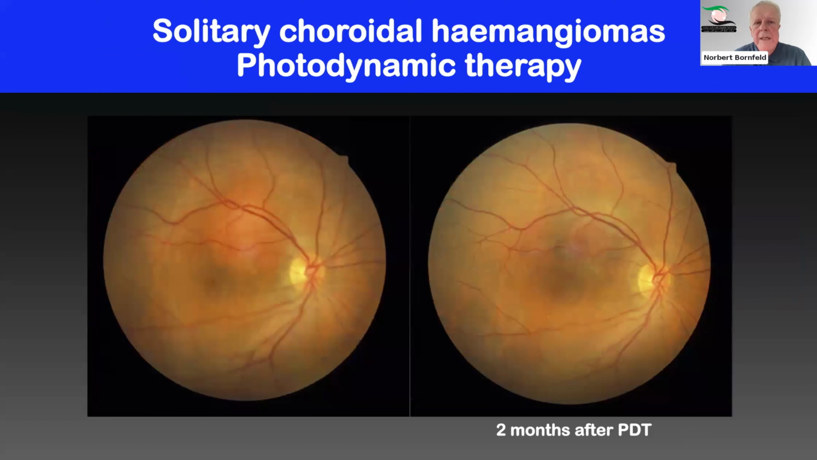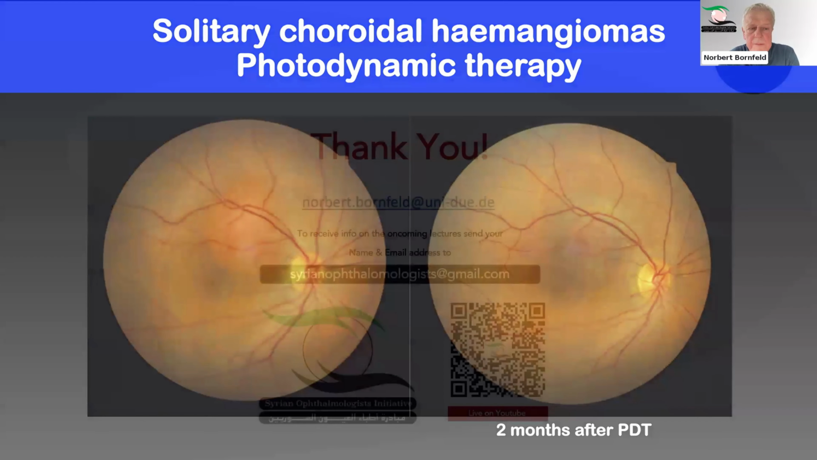The best treatment of solitary choroidal hemangiomas is photodynamic treatment. Here is a patient 2 months after PDT with complete resolution of the tumor, and luckily the laser and the drug are available. Sometimes they are available and sometimes they are not. And Zeiss has discontinued the laser needed to do PDT, so it may in the future not be available to do that type of treatment. But if you have a laser and if you get access to the drug, Verteporfin PDT is the best treatment.